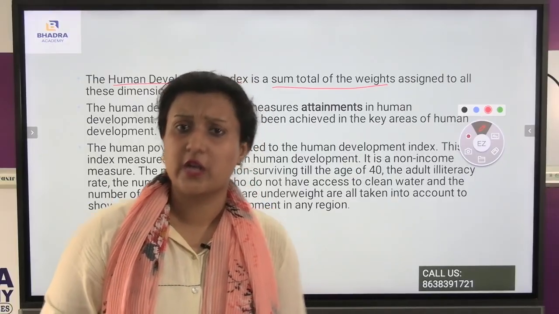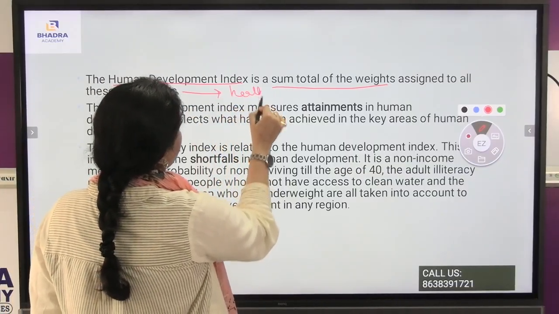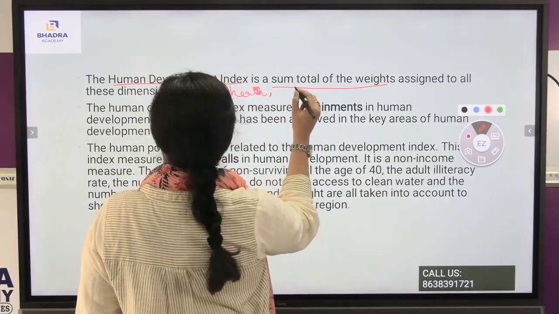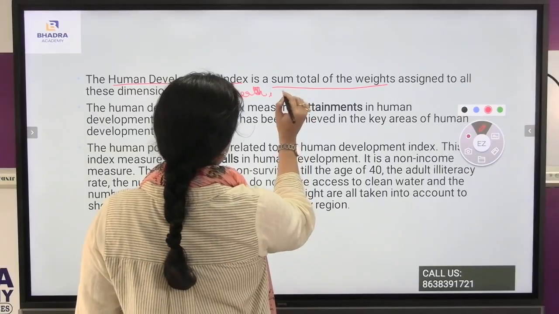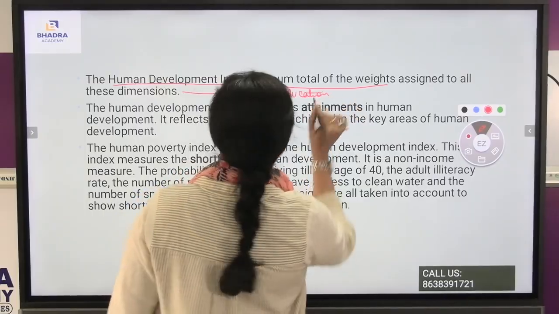Now, what are the different dimensions? The different dimensions are health and education. Health comes, education comes. So these are the different dimensions.